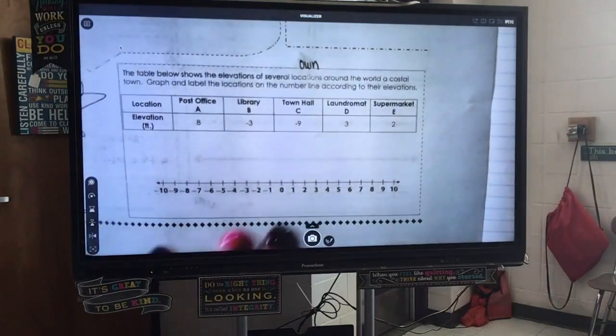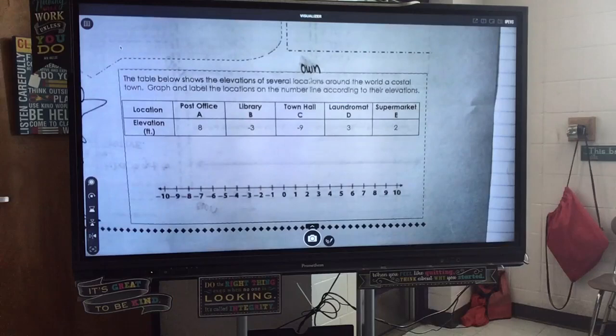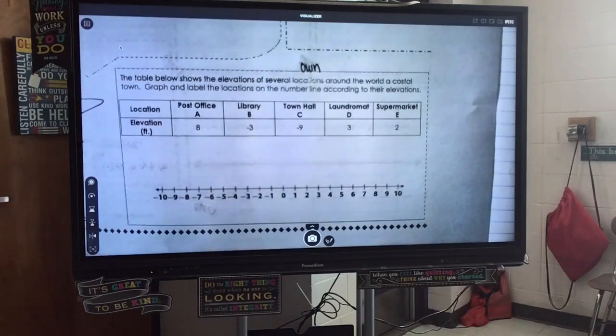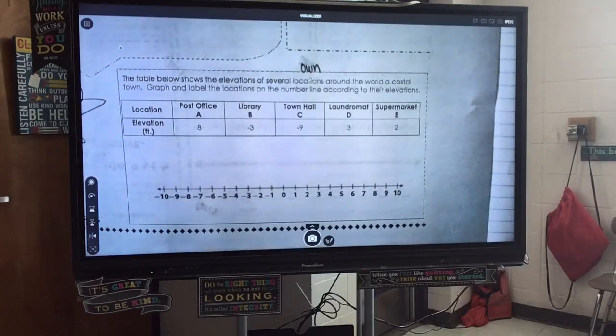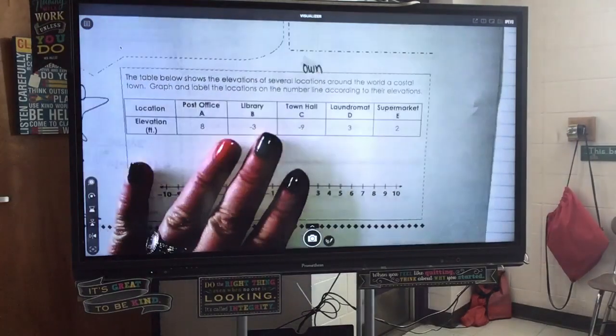Alright, so you're working with a partner. If for whatever reason you just do not want to work with a partner, I'm not going to make you. I would prefer if you did, but I'm not going to make you. When you are done with this, it gets turned in to me, and then you will be getting your cool down.